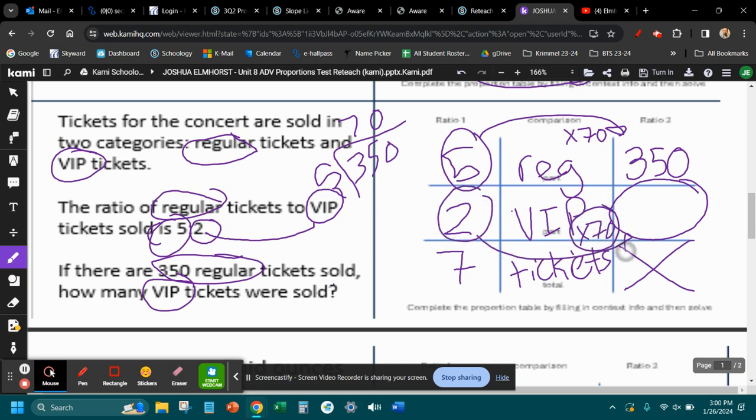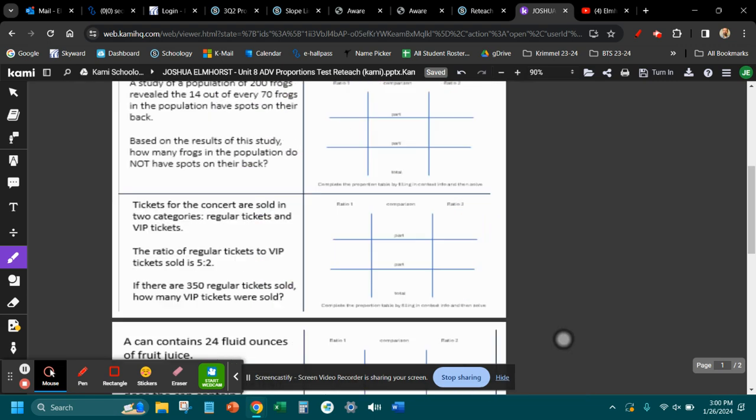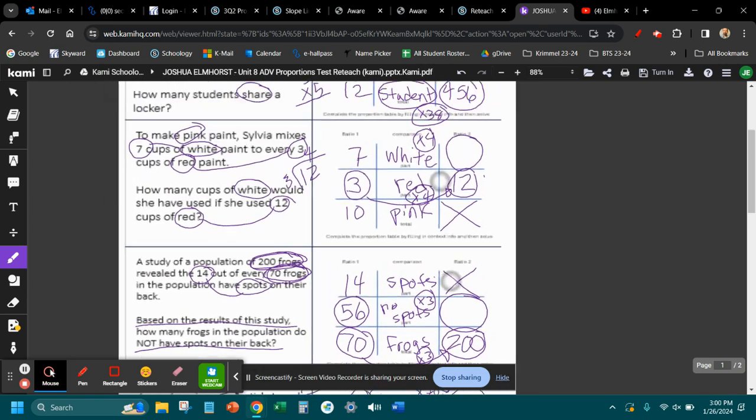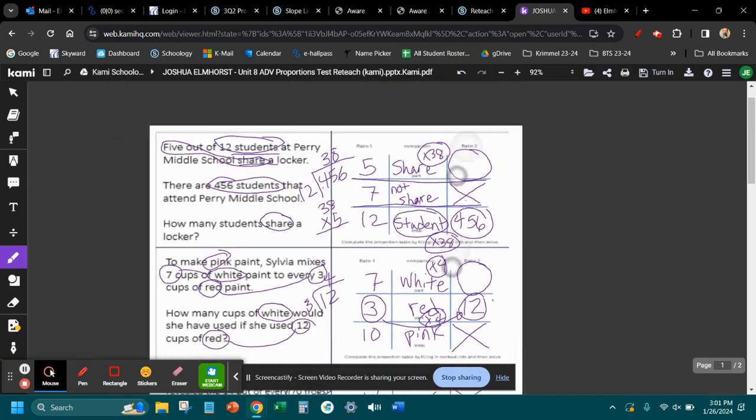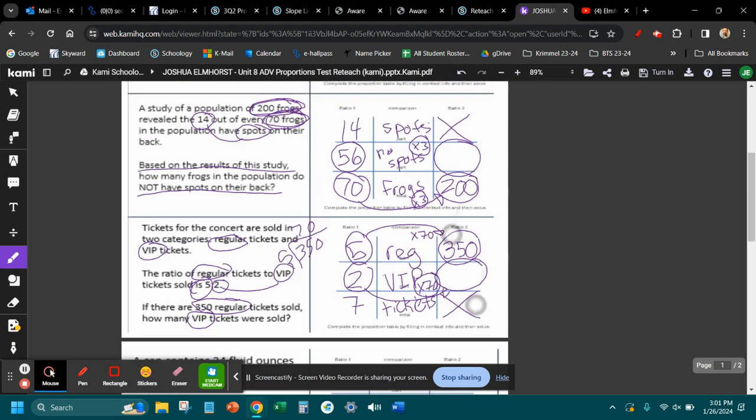So now we take 2 times 70. If you multiply regular times 70, then you multiply VIP times 70. And that would complete your multiplication table. Or not complete your proportion table. So please scan up and down the front side of the paper. Notice there's 4 problems: part, total, part, total, part, total.